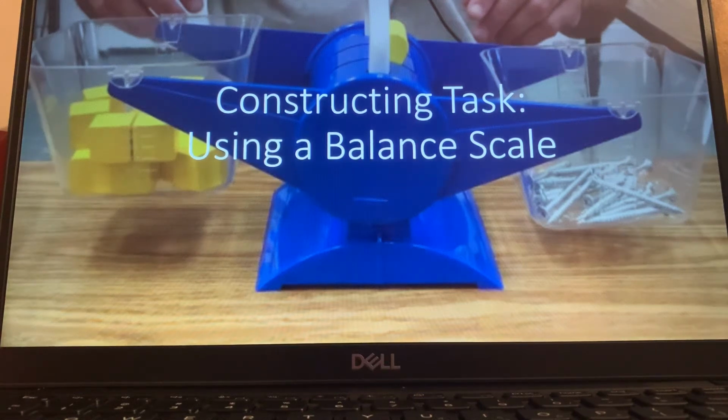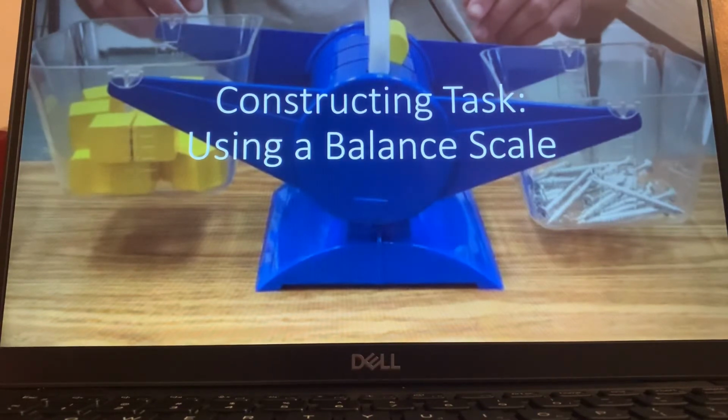Today's math lesson is a constructing task using a balance scale. If you do not have a balance scale at home or any kind of scale that you can use to compare two objects, how much they weigh, how heavy or light they are, you can look on the kindergarten YouTube channel and there is a demonstration of how you can make your own balance scale at home.